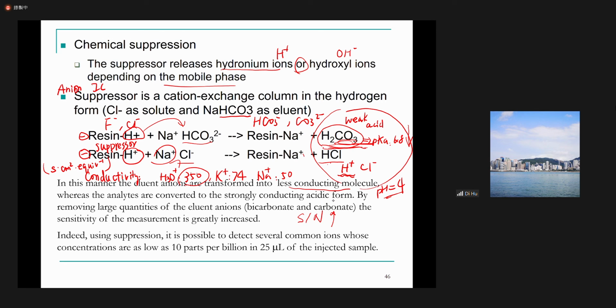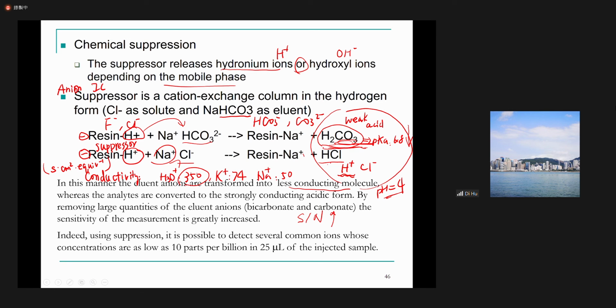And indeed, by using this suppression, it's possible to detect several common ions at concentrations as low as 10 ppb in 25 microliters of injected sample. So, understand now, everybody here? No problem, right? No problem.